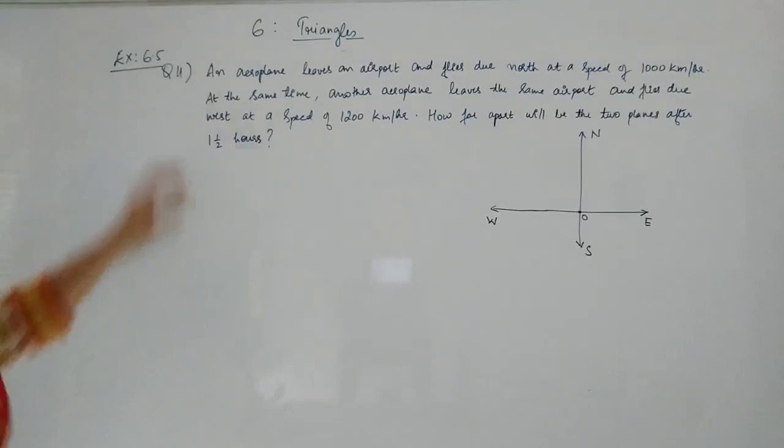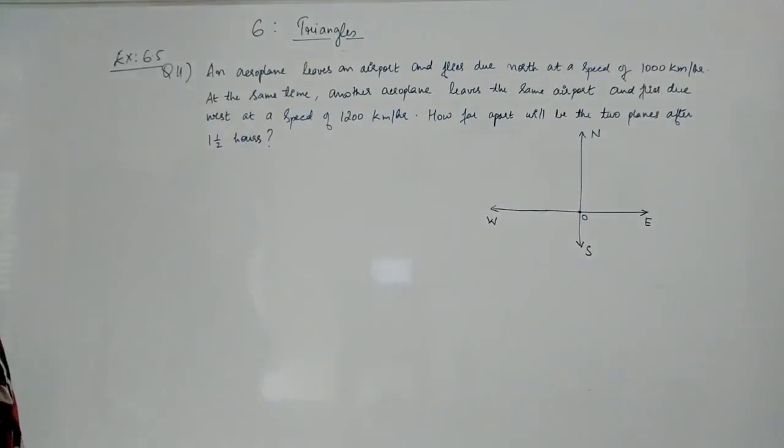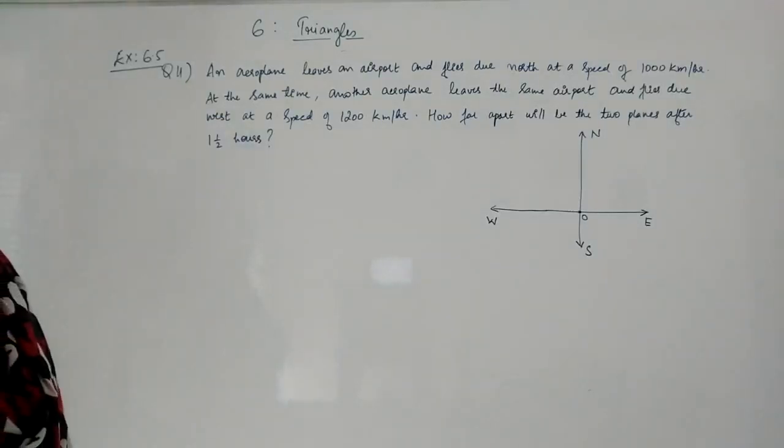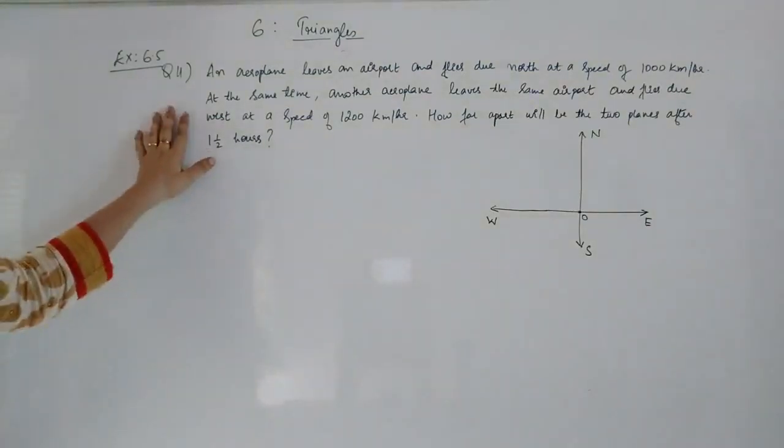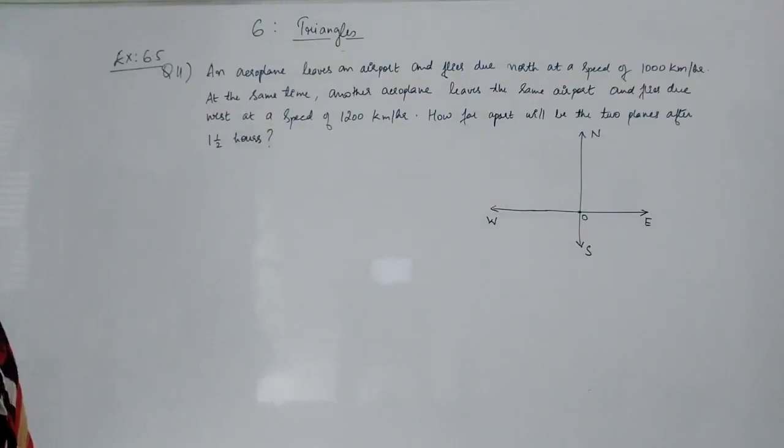11th question is, an aeroplane leaves an airport and flies due north at the speed of 1000 km per hour. At the same time, another aeroplane leaves the same airport and flies due west at a speed of 1200 km per hour. How far apart will be the two planes after 1.5 hours?